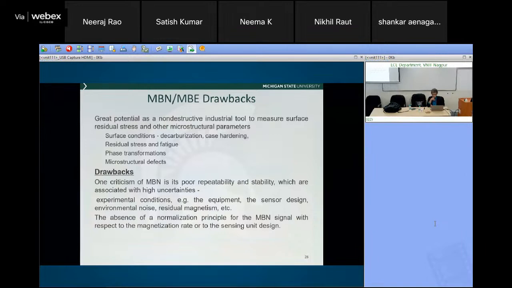Okay. So criticism of Barkhausen noise is poor repeatability and stability. You saw how noisy the signal is. To reproduce the same noisy signal is very difficult. Each time is going to be different because one of the reasons is the magnetic history. When you apply the field, you've got to demagnetize again for doing all that. So anyway, just for you to be aware of one of the magnetic methods.